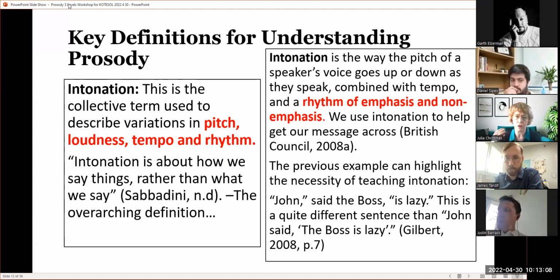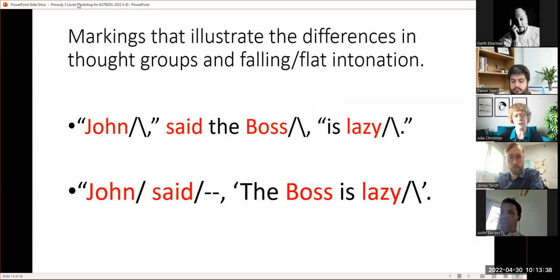Students may not be aware of this feature of English, and so they superimpose their own language onto English, and it gets confusing. We use intonation to help get our message across, and that's shown here: John said the boss is lazy, versus John said the boss is lazy. Okay. So this is an illustration of markings that show the difference between thought groups and falling or flat intonation.